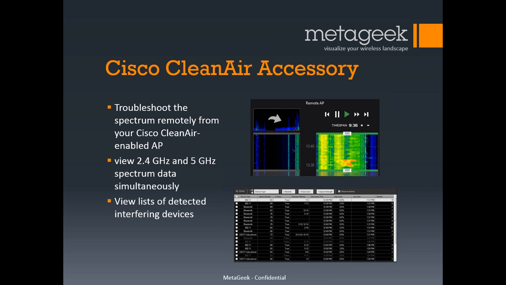The Cisco Clean Air accessory gives you the ability to connect to a Cisco Clean Air AP and then troubleshoot remotely. So Wi-Fi is great for troubleshooting mobilely. You're walking around and it gives you a view of the spectrum from the client's perspective, so from your laptop's perspective. If you want to get a view from the AP's perspective, it's just an internet connection with the Cisco Clean Air enabled AP, and you can view Channelizer using the spectrum data from the AP, which is pretty neat.